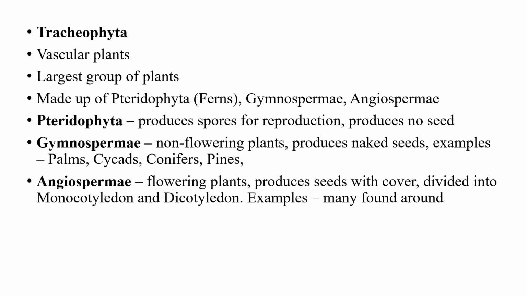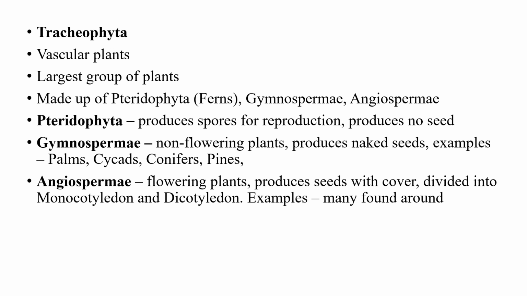The Tracheophyta are the largest group of kingdom Plantae. They have conducting tissues, and that is why they are referred to as vascular plants. I said that the Tracheophyta are divided into Pteridophyta, Gymnospermae, and Angiospermae. Pteridophyta produce spores, and with spores they don't produce seeds.